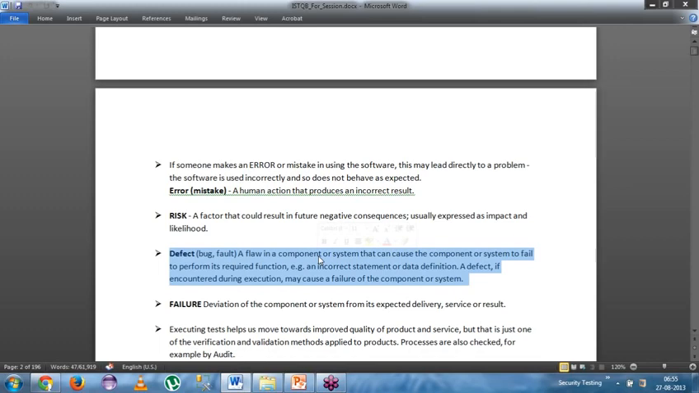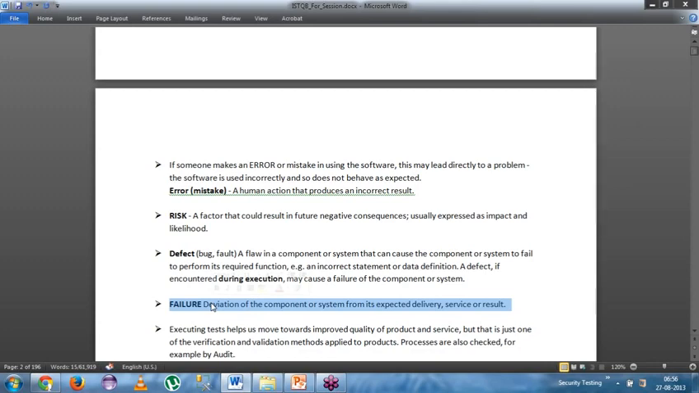We will talk about the second half of these terminologies in the later part of the chapters. That's how even the syllabus has been designed. Now, to understand what a defect means: an incorrect statement or a data definition, encountered during execution. This is the most important thing. When you execute the piece of code, it can be during unit testing, integration testing, system testing, any of the testing phases. But a failure happens once you deliver it to the clients or end users.